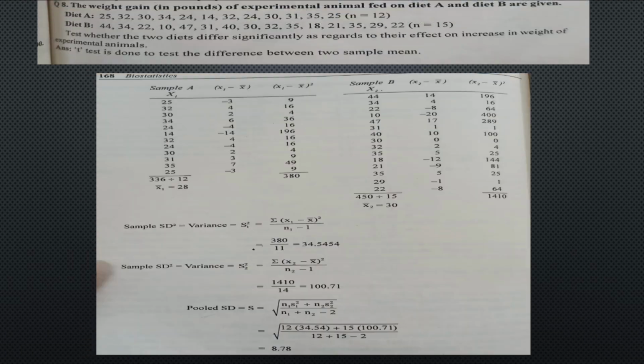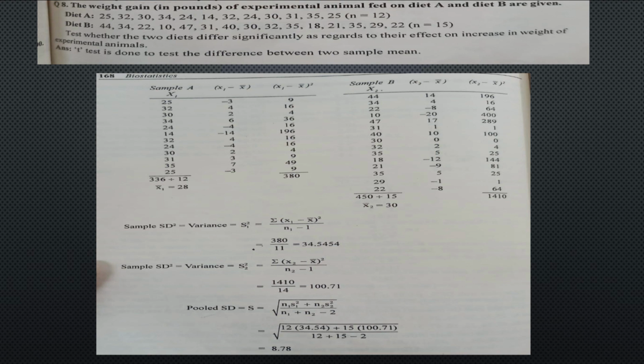The weight gain in pounds of experimental animals fed on diet A and diet B are given. So test whether the two diets differed significantly as regards their effect on increase in weight of experimental animals. T-test is done to test the difference between two sample means.